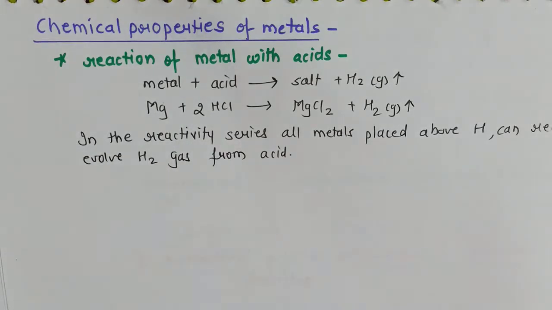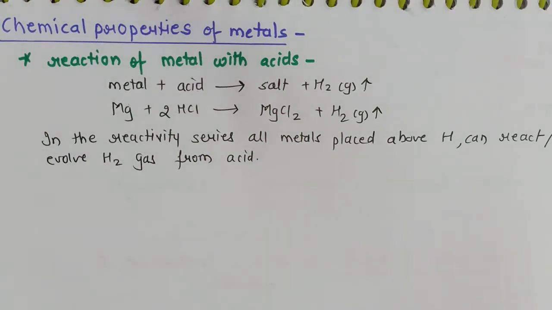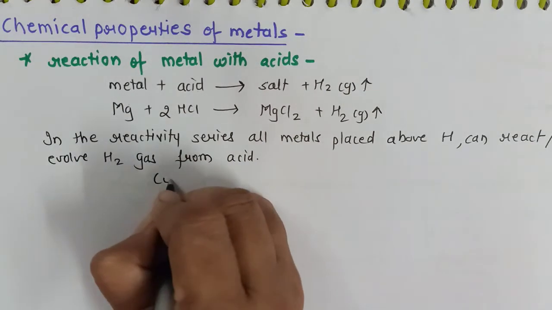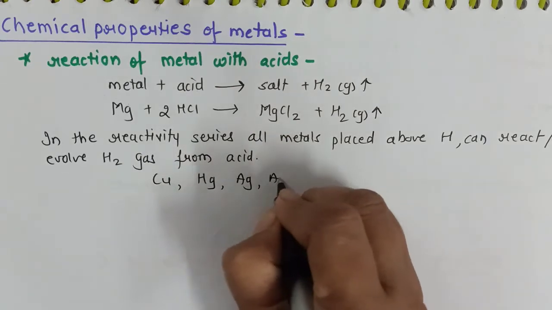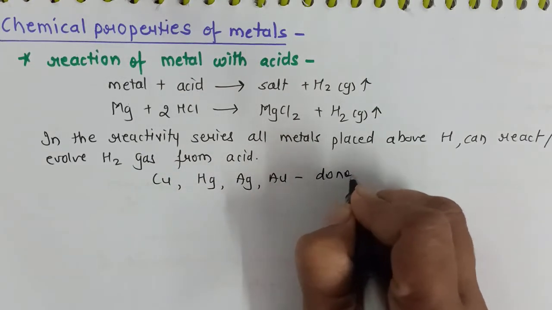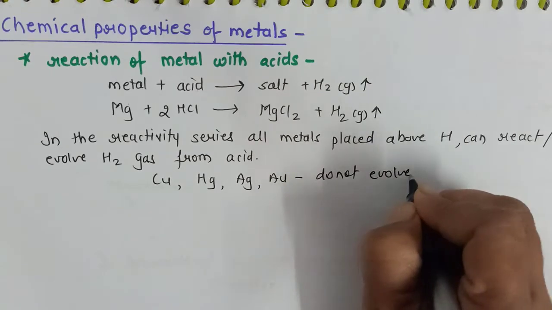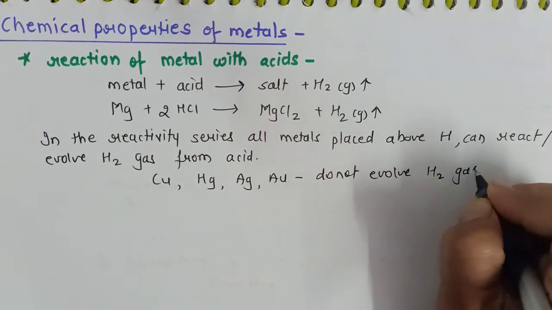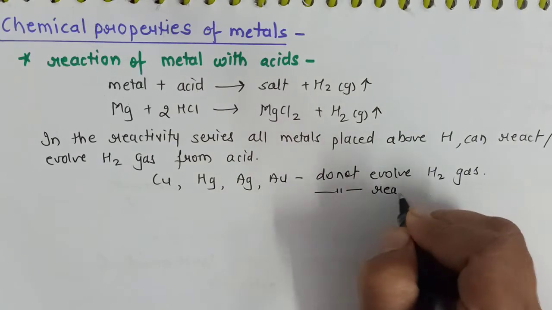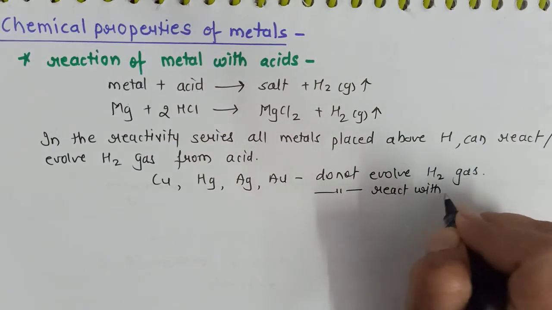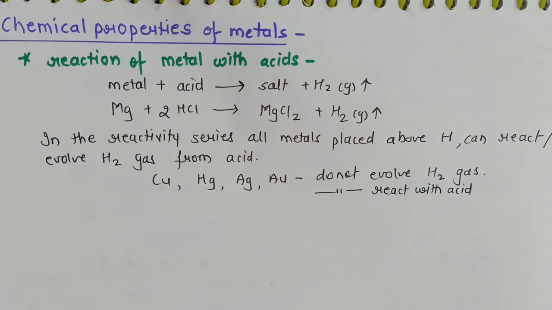If the element is placed below hydrogen in the reactivity series, then it will not evolve hydrogen gas. Now, which are the elements placed below hydrogen in the reactivity series? These are copper, mercury, silver, gold. These do not evolve hydrogen gas, or I will say they do not react with acid. So one thing is clear: which metals react with acid.